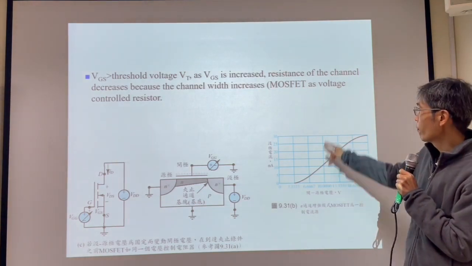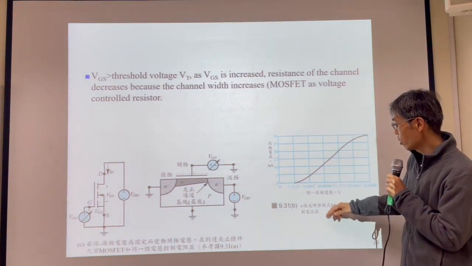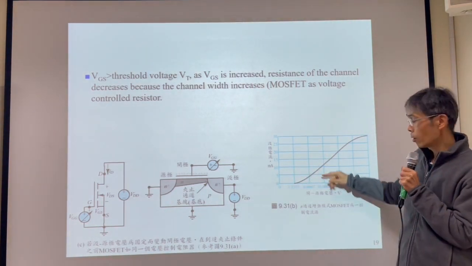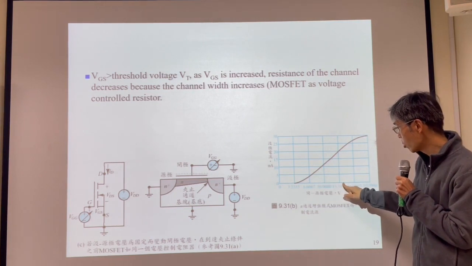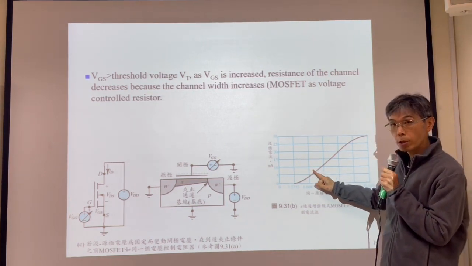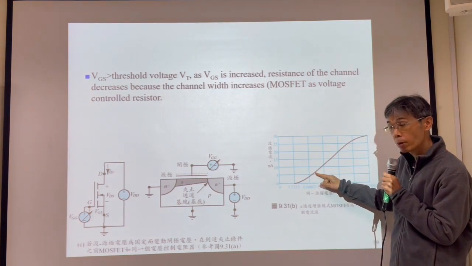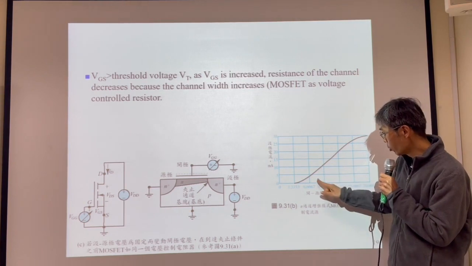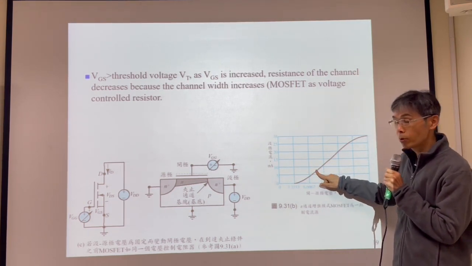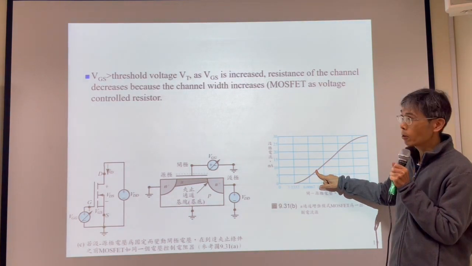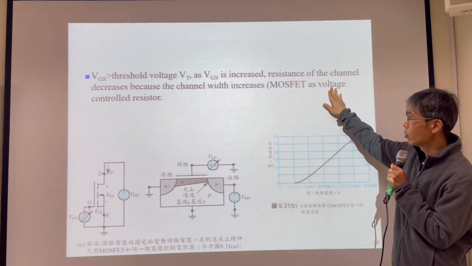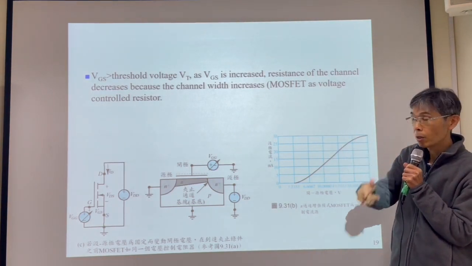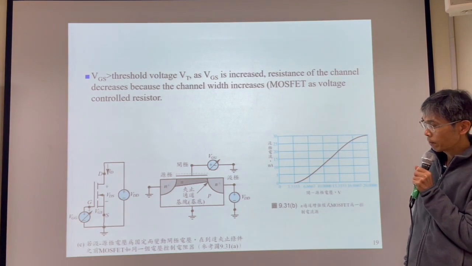Then this is a voltage controlled resistor. As long as we have a voltage-current relation, this is a resistor. If we change the gate voltage, the resistance is the slope here. So the slope will be a little bit different. If we change the voltage, the slope, the resistance, will be different. So we call this a voltage controlled resistor. Right, do you understand? Okay.